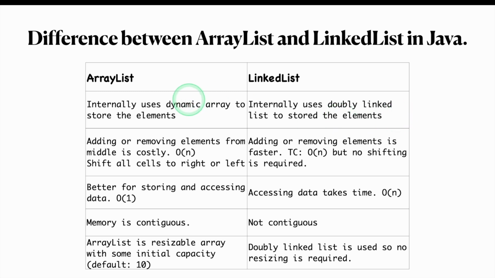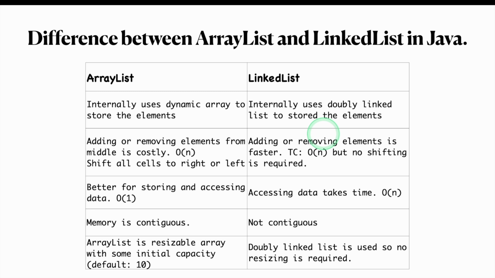Dynamic array is nothing but a normal array. Whenever the capacity of the array is reached, it will create a new array, copy the elements from the previous one to the new array, and the insertion will start in the new array. That is basically the dynamic array. Adding or removing from the middle is very costly. Of course, we need to shift the elements to the right or to the left, right? And the complexity remains O(n).